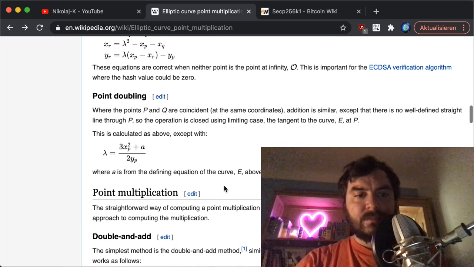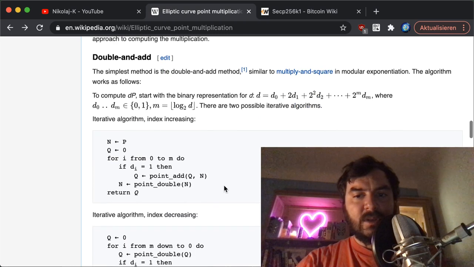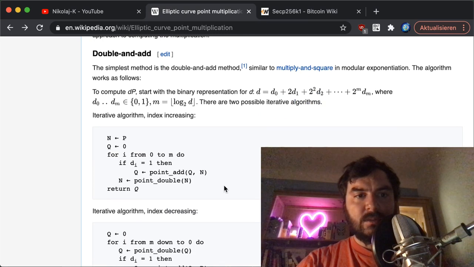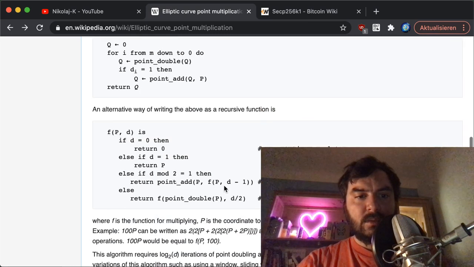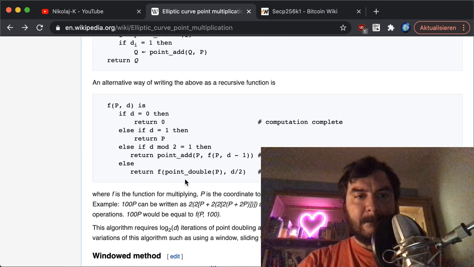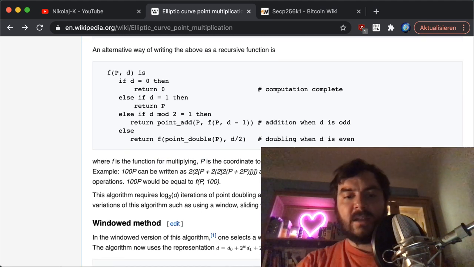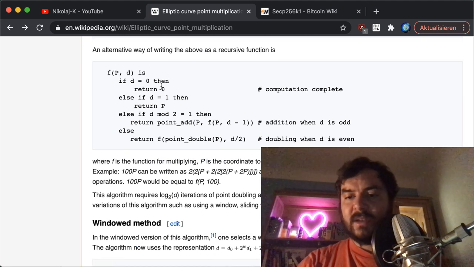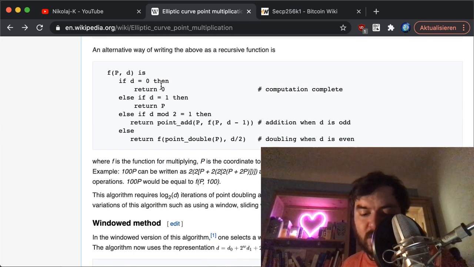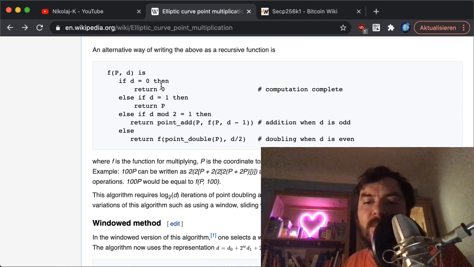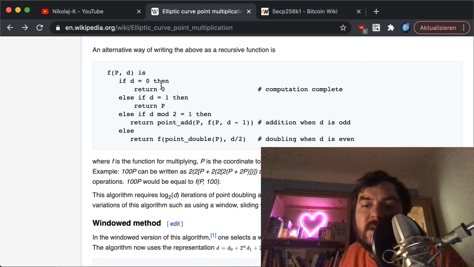I mean, here you see this implementation is pseudocode. Okay, and that's pretty much what's going on. This is also what the library does. So now you understand how to get from a number, using the specifications of the Bitcoin curve, to a point on it, which is then the private key.